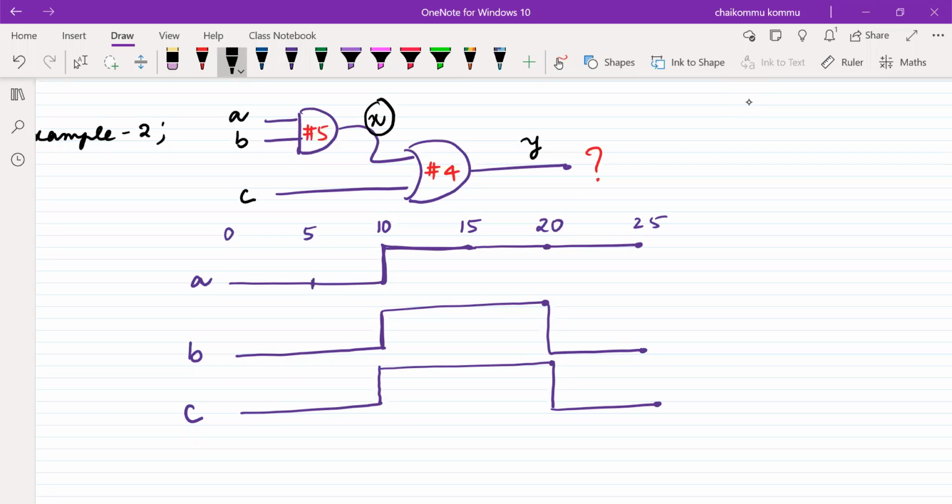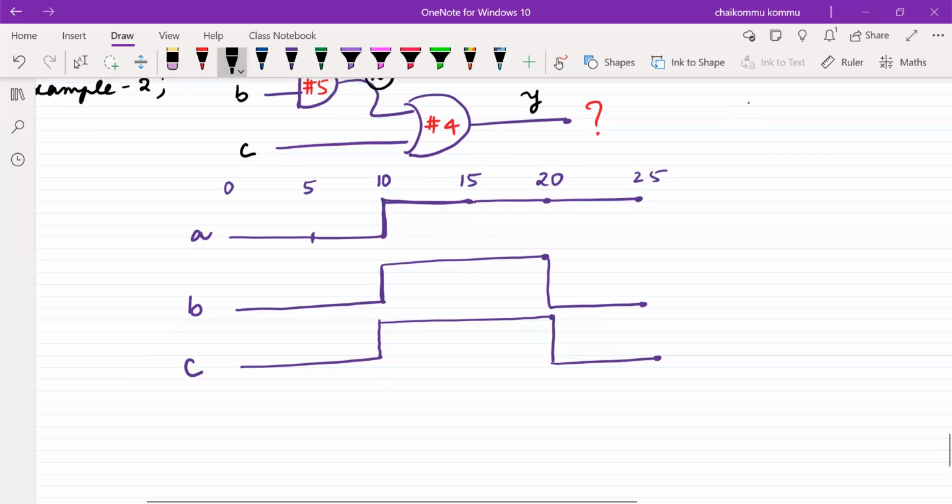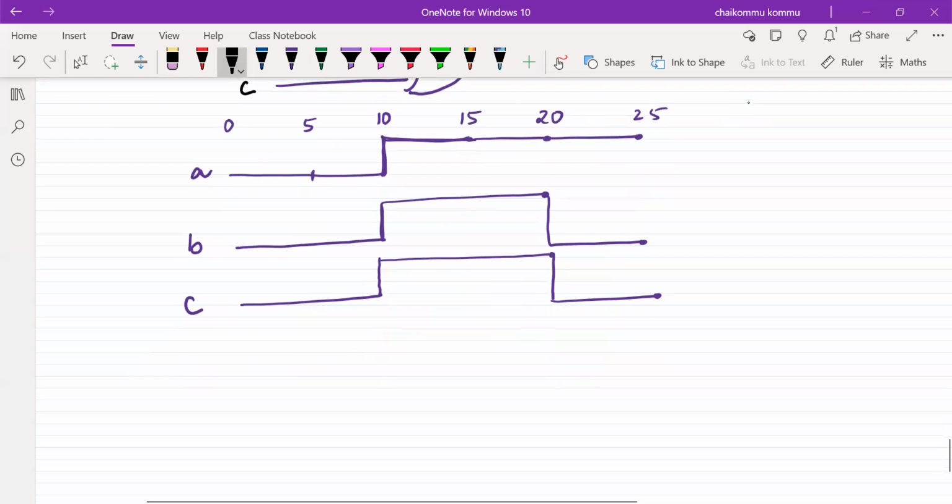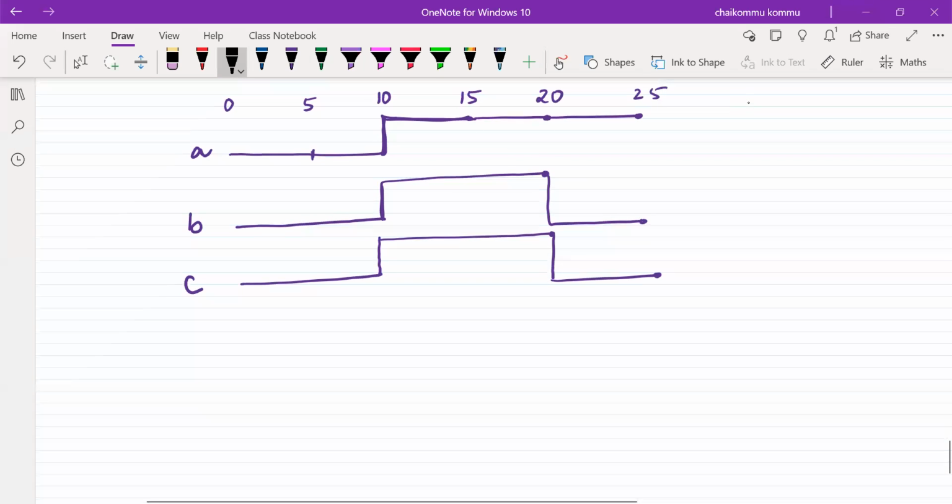Okay. So let us write now. How do we define this one? First I want to consider A and B and I want to generate the X signal. So let us write an X signal. What is the next signal? X is nothing but AND of A comma B. So that is called X.